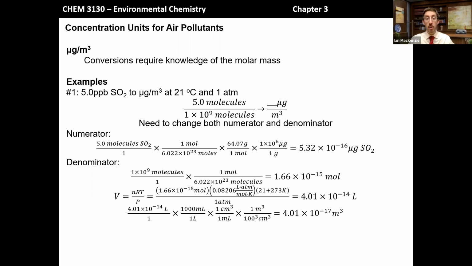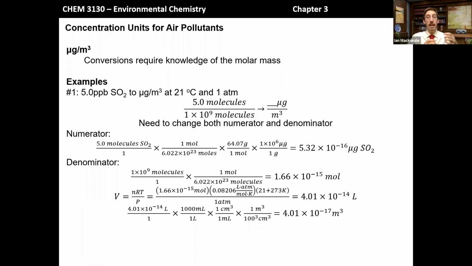So 4.01 times 10 to the minus 14th liters multiplied by 1,000 milliliters per liter. That cancels out liters. Then I know that 1 milliliter is equal to 1 cubic centimeter, so that cancels out milliliters. And then I just know that for 1 meter cubed, there's 100 centimeters per meter. And so if it's cubic meters over cubic centimeters, then it'd be 100 cubed. And I cancel out my cubic centimeters and end up with now 4.01 times 10 to the minus 17th cubic meters.